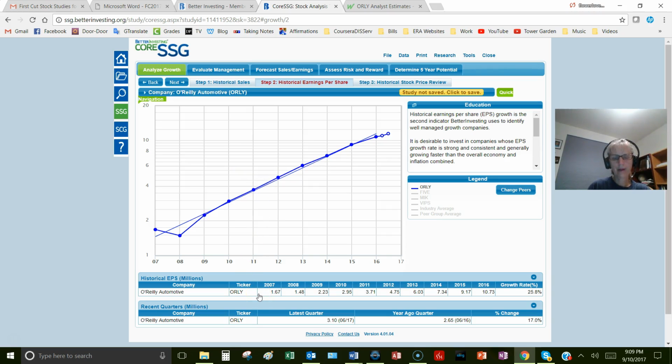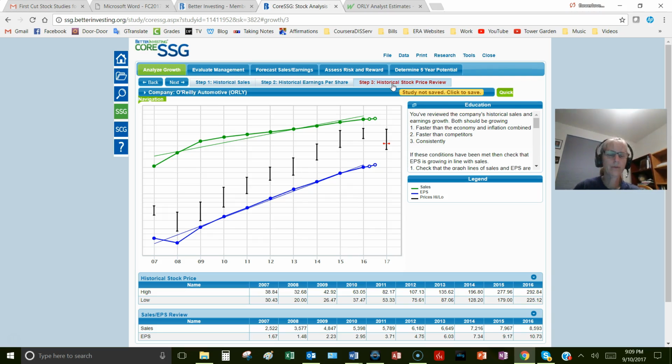The earnings per share is down here. It shows 10 years of history, and this growth rate is based on 2007 to 2016, basically 10 years. I understand that, and then I can come here to historical stock price review, and it shows that the two lines are parallel, which is something that you want. It also shows the high and low stock price, and you can get it by just coming here, and it'll show them. So that I understand.